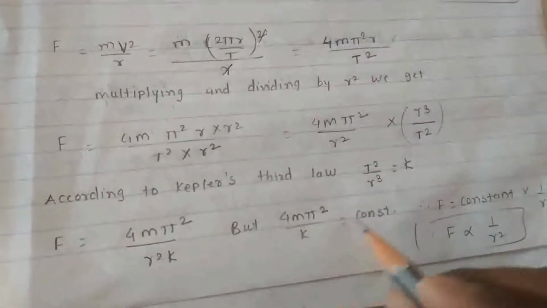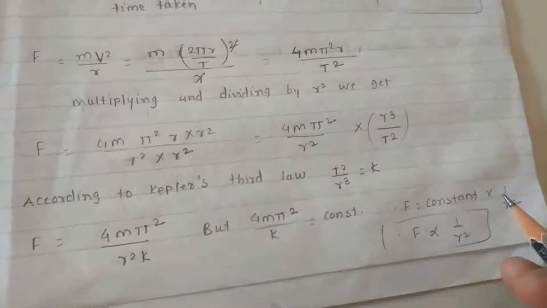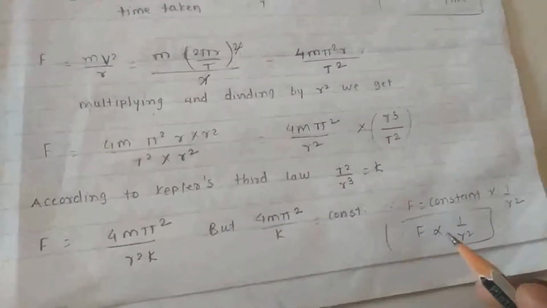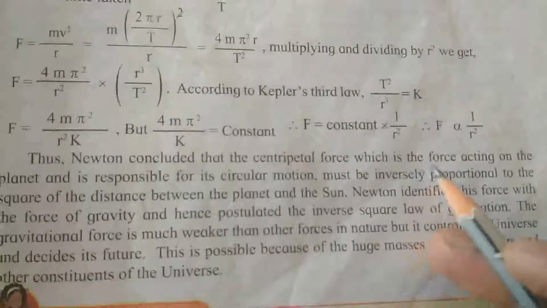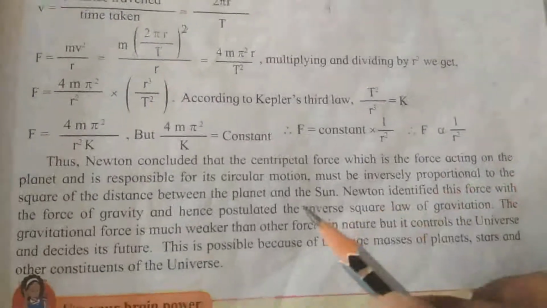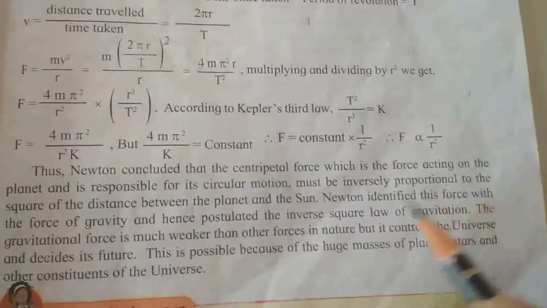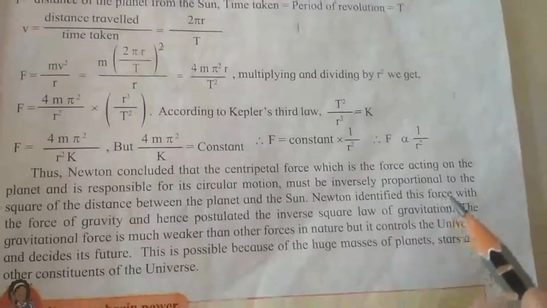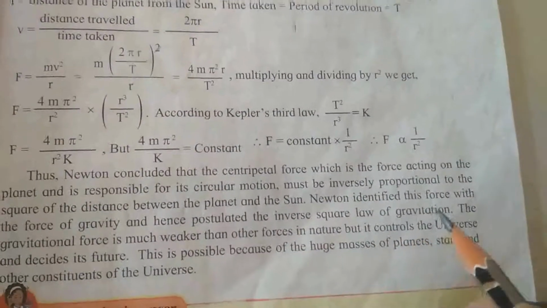All these terms are constant. Therefore F is equal to constant into 1 upon r square. Therefore F is directly proportional to 1 upon r square. Thus, Newton concluded that the centripetal force, which is the force acting on the planet and is responsible for its circular motion, must be inversely proportional to the square of the distance between the planet and the sun. Newton identified this force with the force of gravity and hence postulated the inverse square law of gravitation.